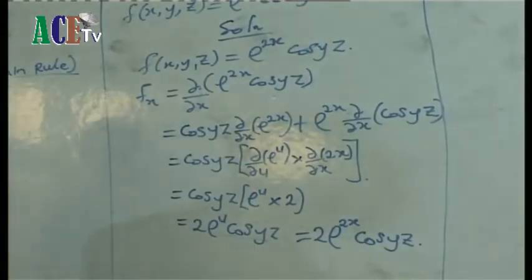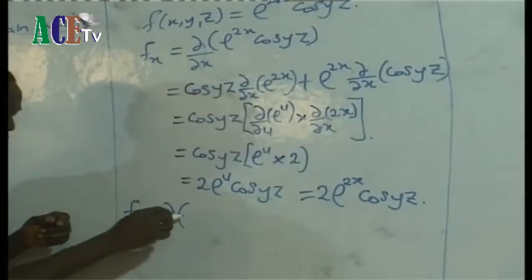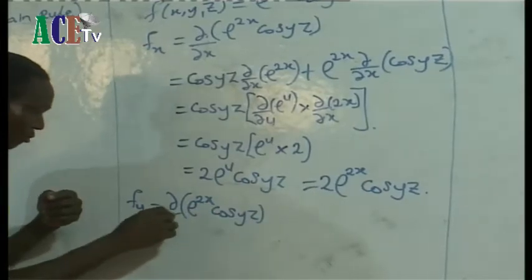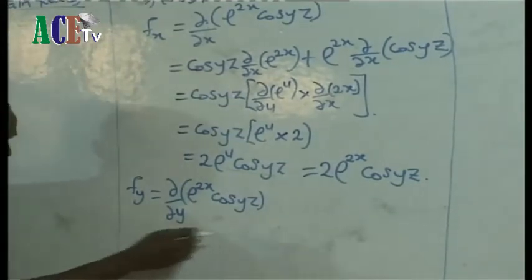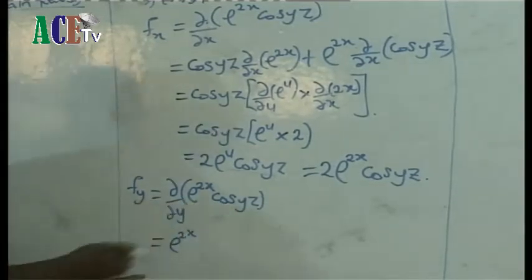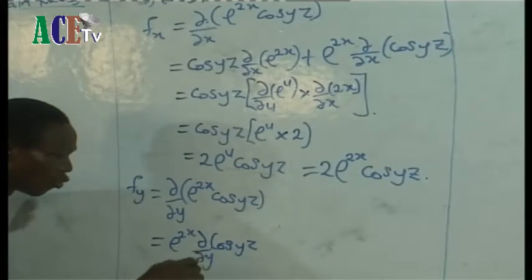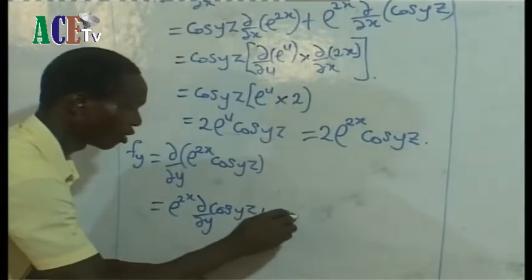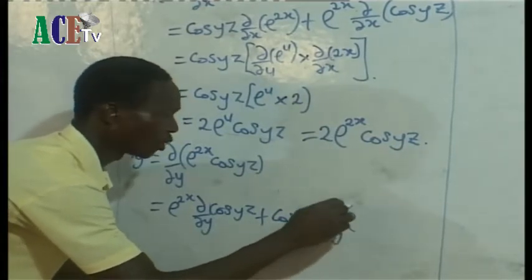Let me continue the second one here. F of y. My f of y now will be the derivative of exponential 2x cos yz with respect to y. And that is equal to exponential 2x, keep this one constant, differentiate cos yz with respect to y, plus, keep cos yz constant, differentiate exponential 2x with respect to y.